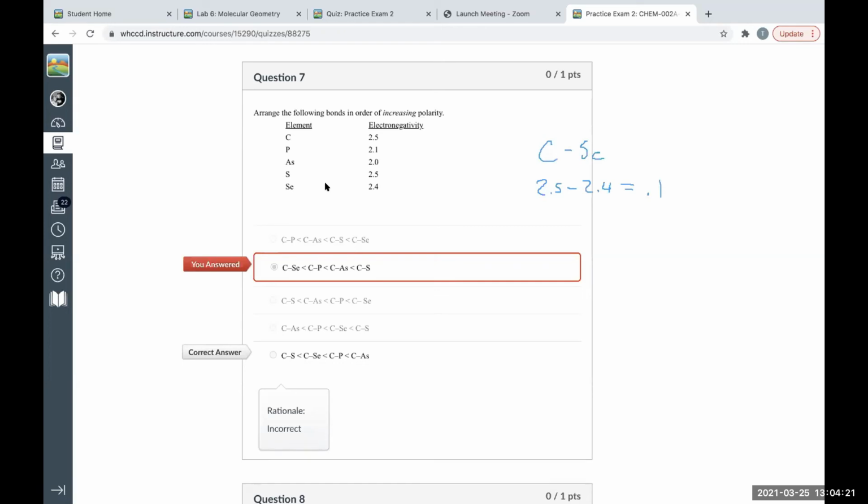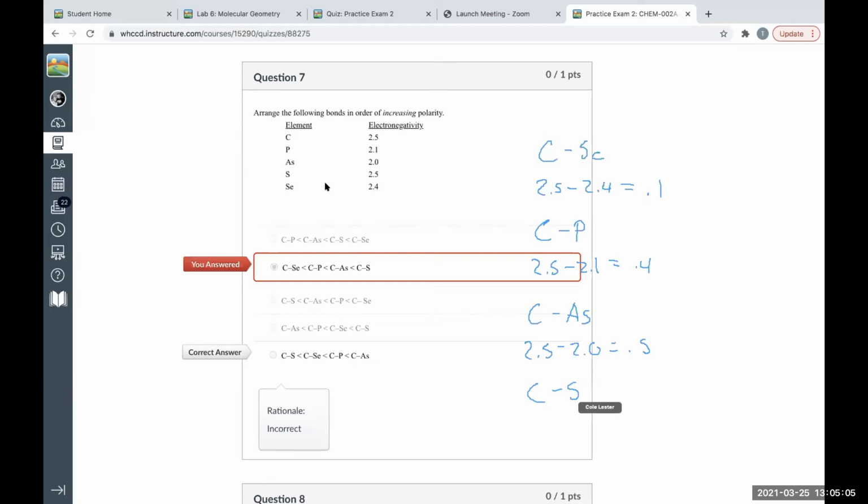Then we can compare carbon and phosphorus, the next one. Carbon's is 2.5. What is phosphorus's? 2.1. Find the difference, we get 0.4. And we keep going with that. Carbon bonded to arsenic. Carbon is 2.5. Arsenic is 2.0. Subtract it, 0.5.